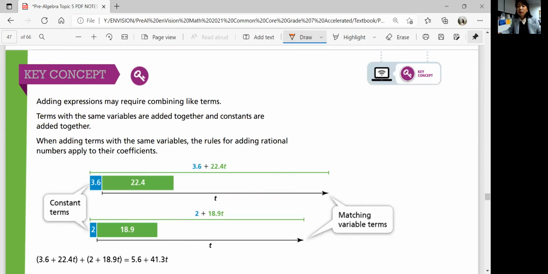All right, that was lesson 5-6, adding expressions. We'll continue with the next lesson, lesson 7, subtracting expressions. It's going to be very similar in the next video.